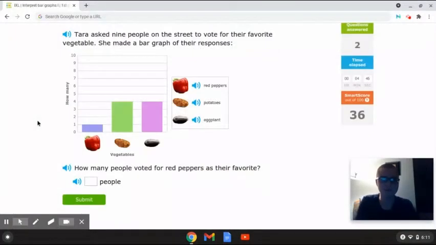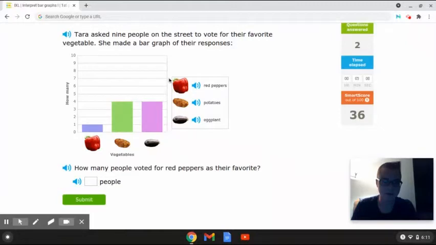Okay, so this first problem reads, Tara asked 9 people on the street to vote their responses for their favorite vegetable. She made a bar graph of their responses. Alright, so this bar graph right here is showing the different vegetables. And we have red peppers, potatoes, and eggplants. And this question right here is asking, how many people voted for red peppers as their favorite?